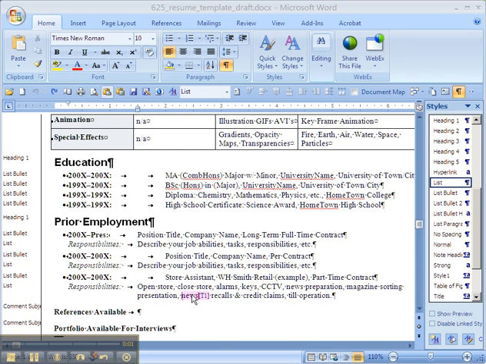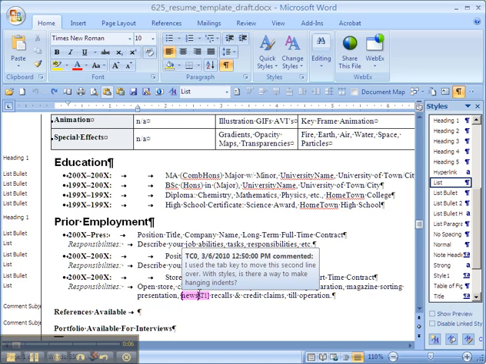Okay, Timothy, this is to answer the question about how I use the tab key to move the second line over with styles. Is there a way to make hanging indents? Well, there is a way.